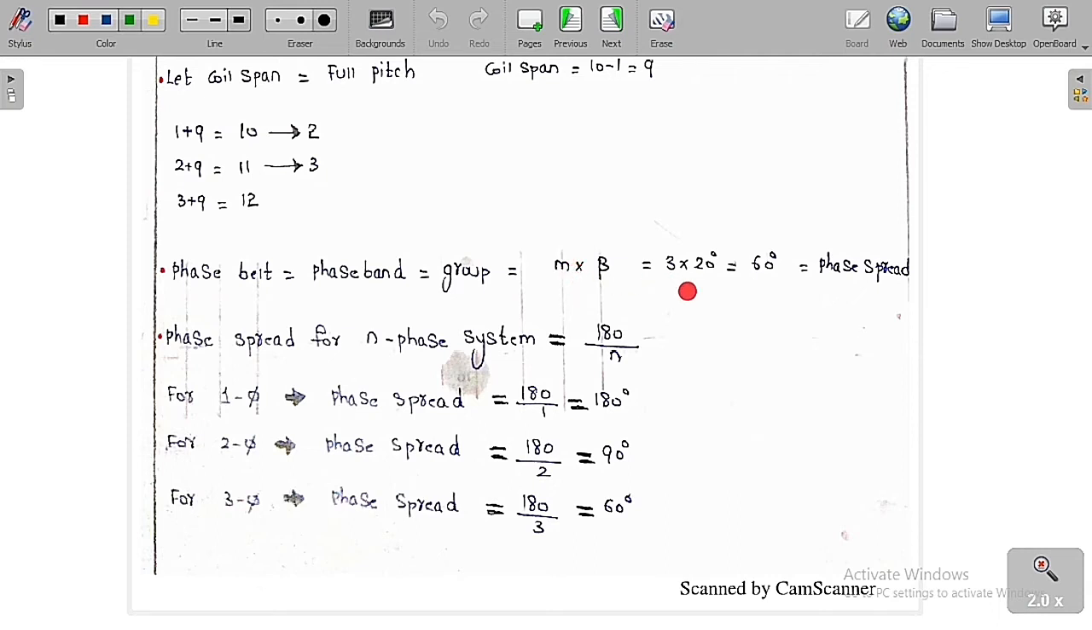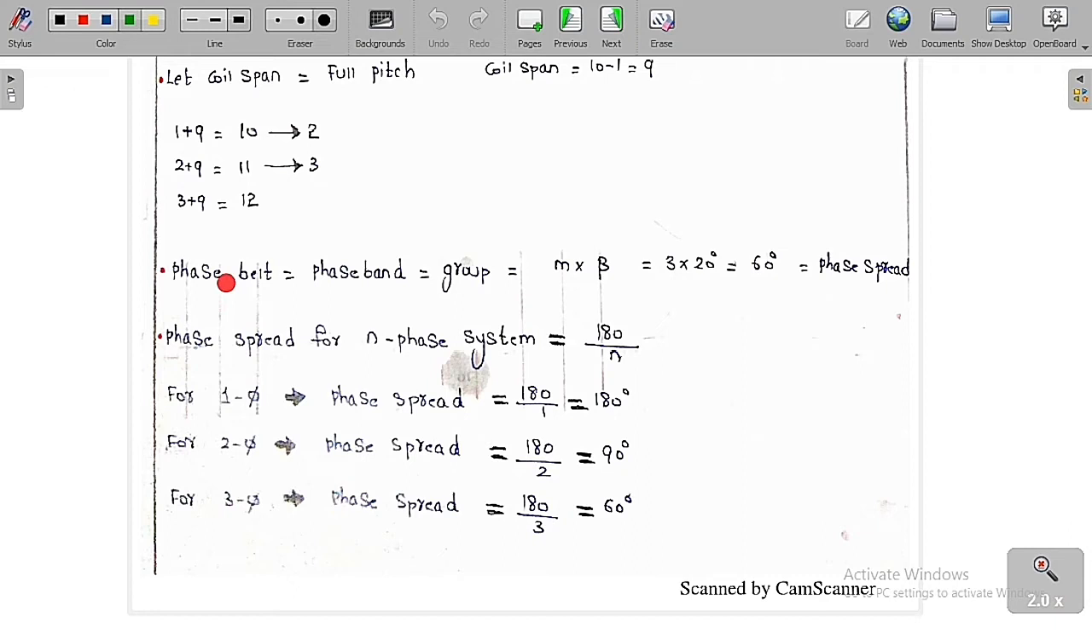So m is equal to 3 and beta is equal to 20 degree. So 3 into 20 degree is equal to 60 degree. It is called the phase spread. So therefore 60 degree is the phase spread which has been taken by one phase per one pole. Simply this is the meaning of this.